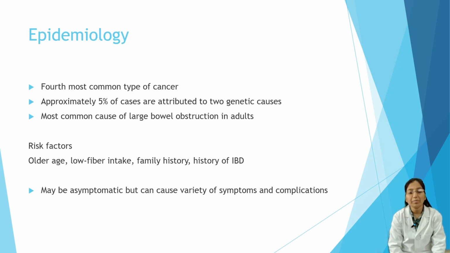Next we'll see the epidemiology about this. Here it is the fourth most common type of cancer. Approximately 5% of cases are attributed to genetic causes. It is the most common cause of large bowel obstruction in adults. Risk factors include older age, low fiber intake, family history, and history of inflammatory bowel disease or disorders. It may be asymptomatic but can cause a variety of symptoms and complications.